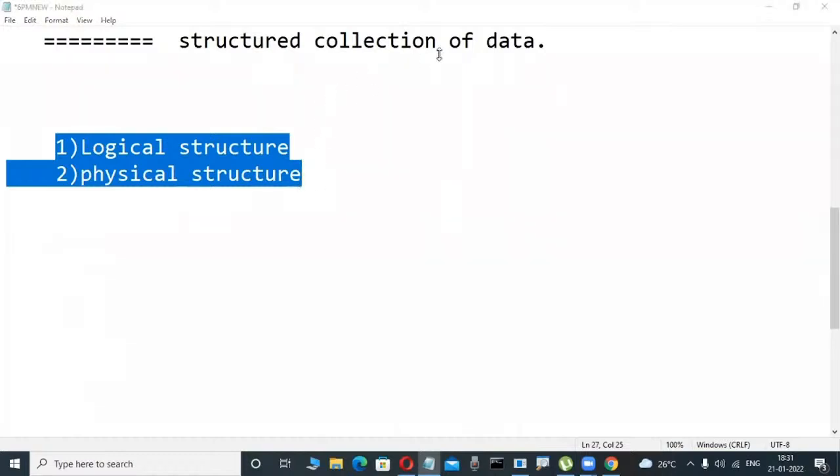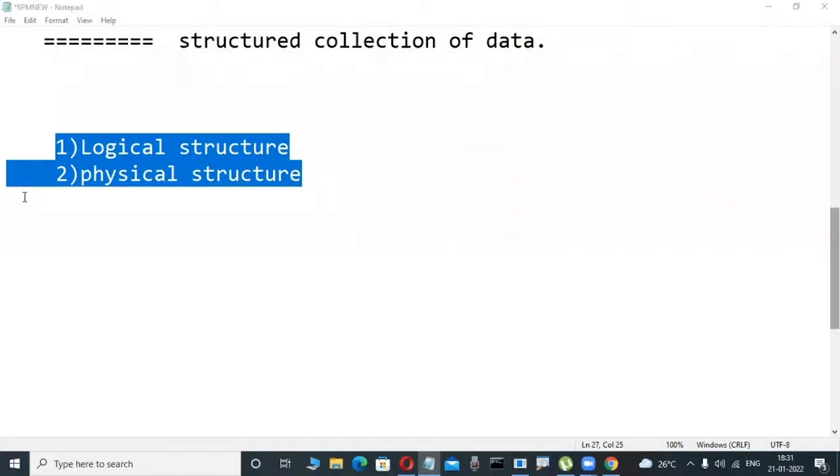What is logical structure? What is physical structure? Anybody? Okay, some fellows are telling logical structure means logical structure, physical structure means physical structure only. They are telling only. No, don't try like that. Yes, tell me. What is logical? What is physical? It is very easy.